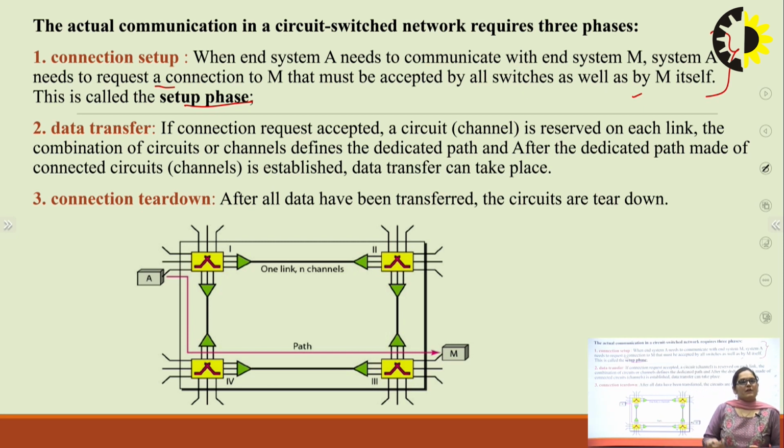And if the connection request generated by the sender is accepted by the receiver and all the other switches, then a circuit or channel is reserved on each link, and the combination of circuits or channels defines the dedicated path between the sender and the receiver. If the dedicated path made up of connected circuits or channels is established, then only data transfer will take place. And if all the data has been transferred, then that circuit will be torn down. So before the data transfer, first the connection is established between the sender and the receiver, then all the data will be transferred, and after completion of the data transfer phase, the connection will be terminated.